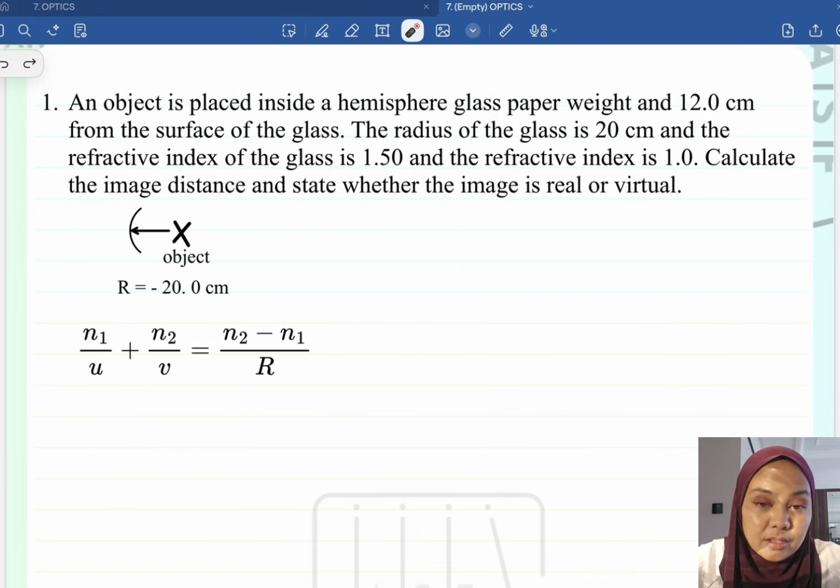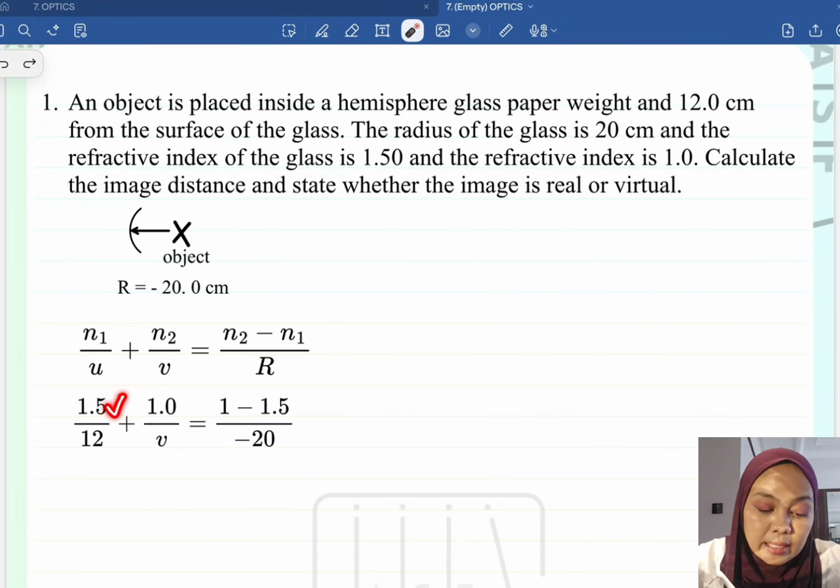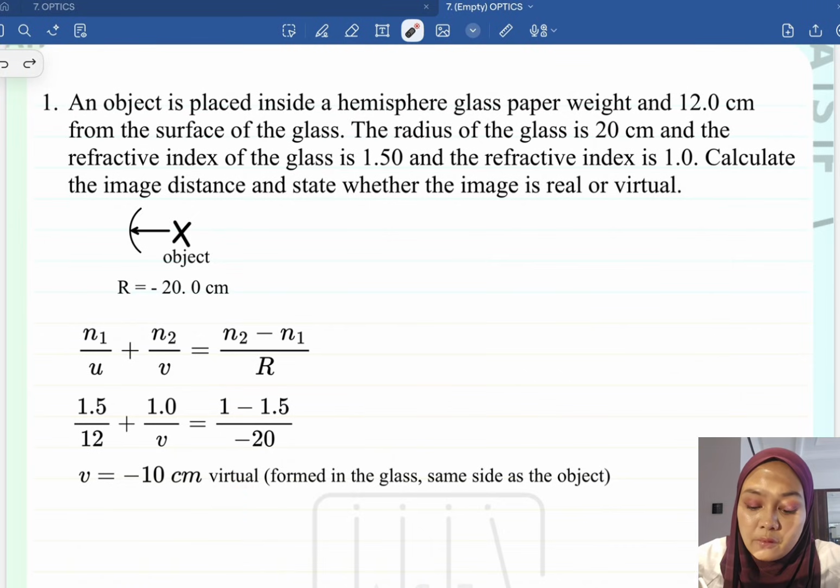Next, we're going to use the spherical surface equation. N1 is the glass, because the object produces light rays, so it is from the glass to the air. Object distance is 12. The air is the N2. We are looking for the V, N2 minus N1 over negative 20. Why is it negative? Because this one is concave. Hence, the answer is negative 10 centimeters. And because it is negative, it means that this image is virtual, where it is formed in the glass, which is the same side as the object.